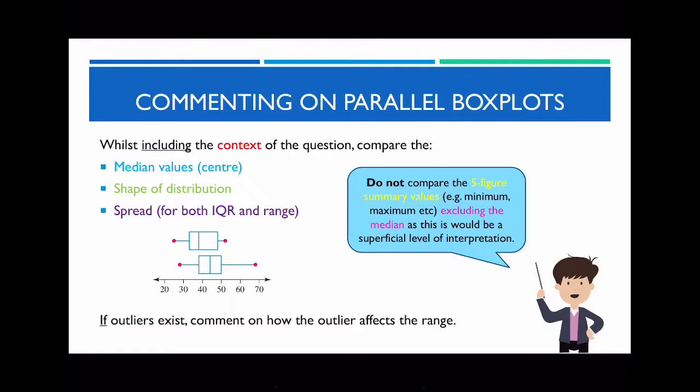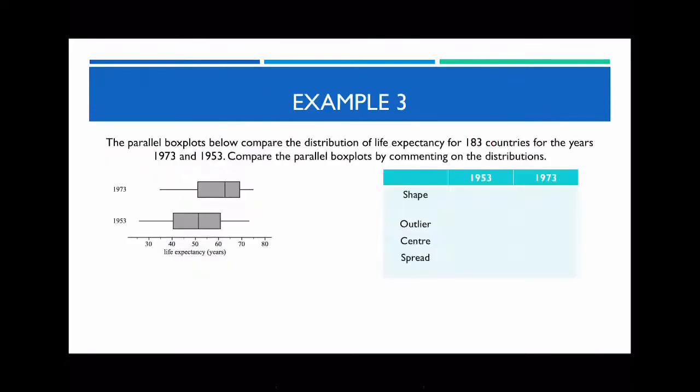We're now going to be looking at commenting on parallel box plots, and the trick that I told you to use was that you need to compare the SOCS, which is an acronym that stands for the shape, the outliers, the center, as well as the spread. So we're going to look at this example of how we could actually use this abbreviation to formulate our answers.